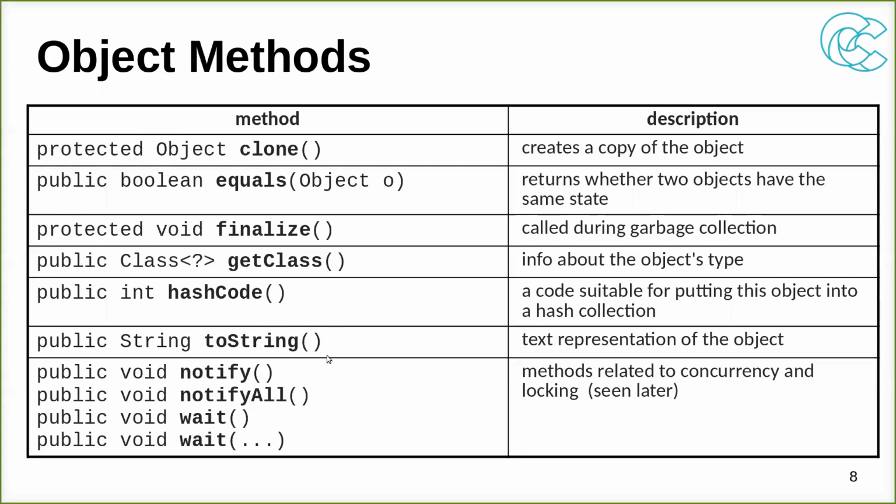And the next one is toString, which we already discussed. toString is used for getting the human readable form of the object's state. So it's a textual representation. And there are a couple of other methods, which are notify, notifyAll, wait, and wait with some parameters. All these methods are related to threads, right? Concurrency and threads and locking, which we'll go over at a later point of time. So these are all the methods that come with Object, and when you inherit from Object, you will get access to all these methods.